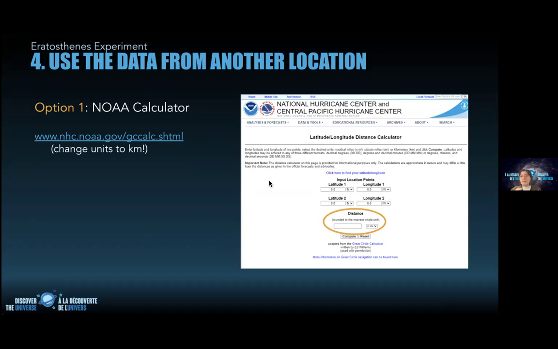If you're not using another school, and you're just using an imaginary school at the equator, you can put in your longitude and latitude. And then for the second option, you put in your longitude again, but change the latitude to 0.